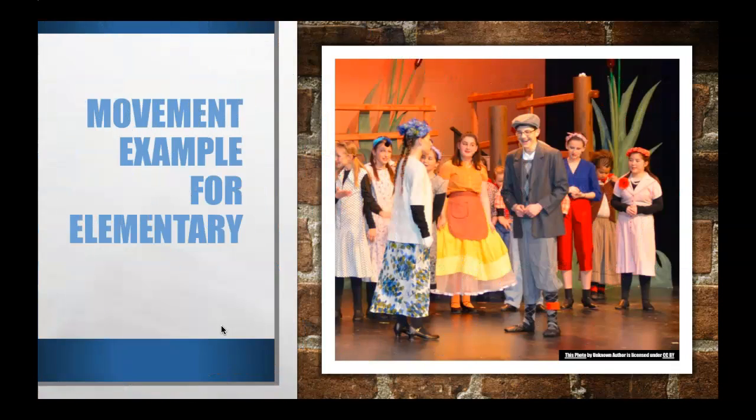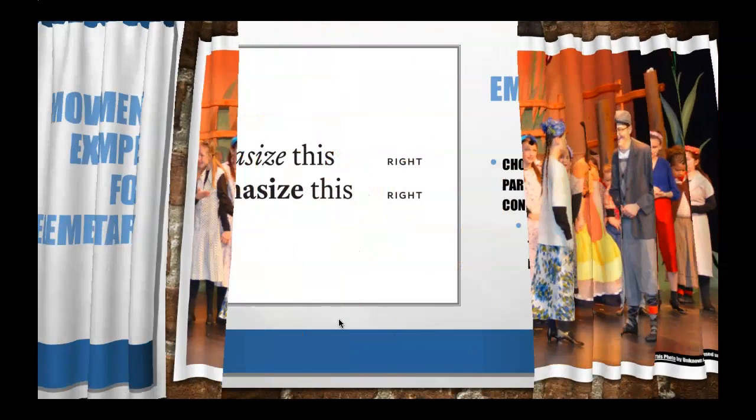Let's look at this example for an elementary setting. Note that the two characters in the front, the girl and the boy, both have their backs facing the back or the sides of the stage. If you look at the characters in the back, specifically this young girl, you notice that she is in the back and not at the front of the stage, but she still has movement and is portraying her character. Let's keep going.